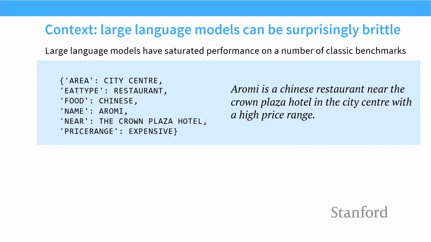That one was human written, or actually, no, this was generated by a model. Aromi is a Chinese restaurant near the Crown Plaza Hotel, and so on. So if you use a pre-trained neural model for this task, you get beautiful text like this, fluently written, matches the input, and so on. This is a task called E2E. And I think most people consider this to be a completely solved task around 2020. One of my students even calls it easy to easy.